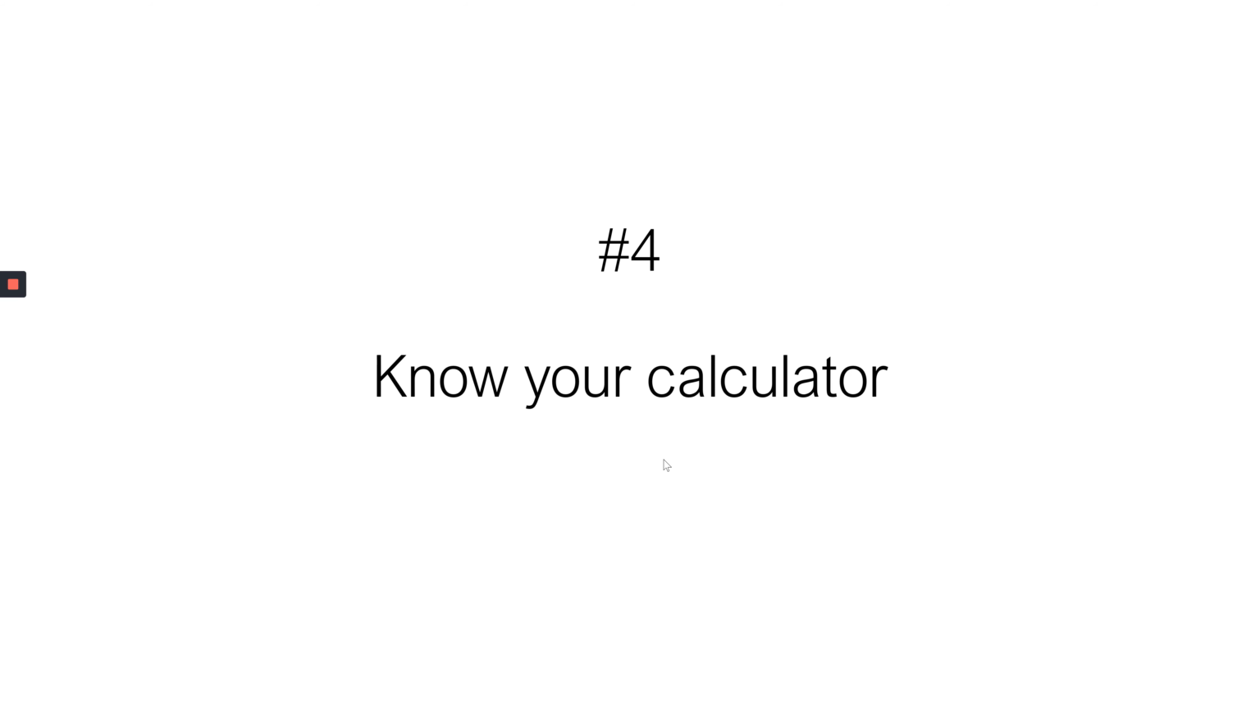Number 4, know your calculator. The Math AI course allows you to use a graphing calculator on all the tests, and it also requires you to be very proficient with it. So you should know your calculator inside out, and you should be able to use it efficiently while you're being timed.